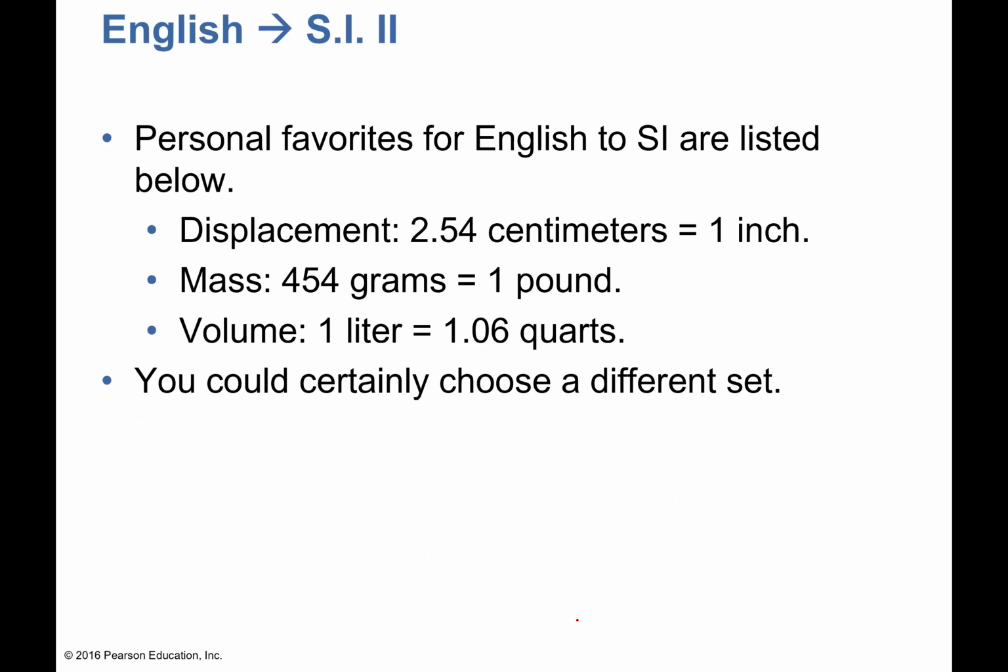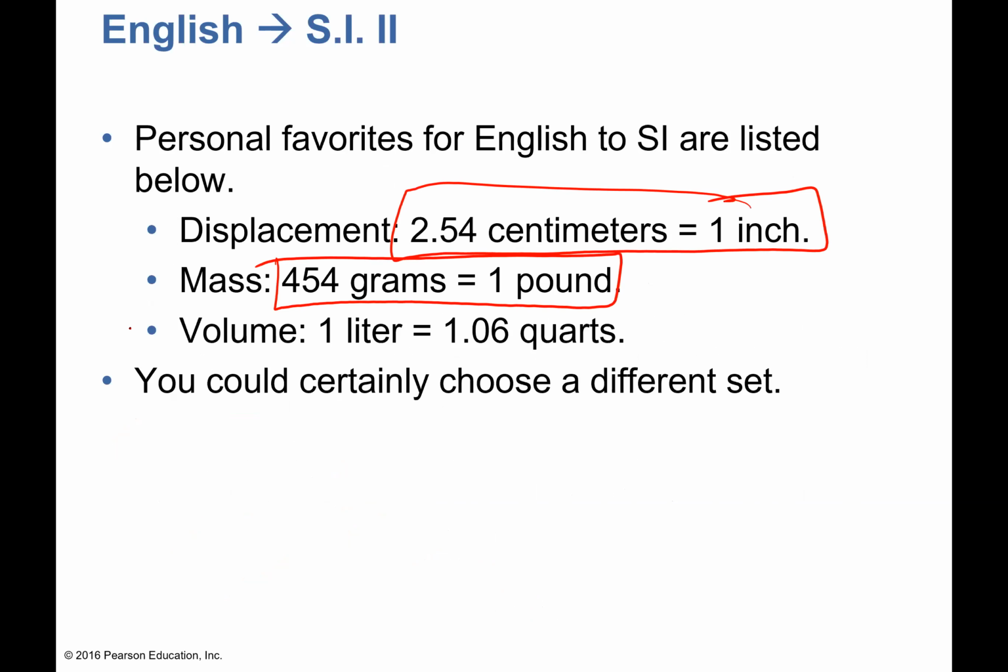So for example, you can go from inches to centimeters. I think this is something that most people know. 2.54 centimeters is 1 inch. And then, let's say from inches to feet, and feet to, and so on and so forth. And here's one that you can use, which is 454 grams equals 1 pound. So in a way, 1 pound is roughly half a kilogram. And 1 liter is 1.06 quarts.